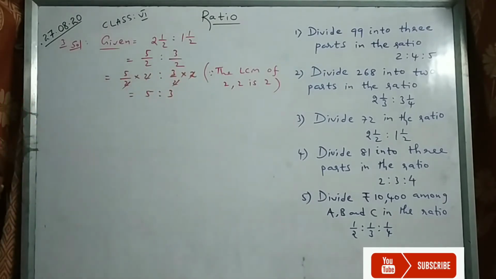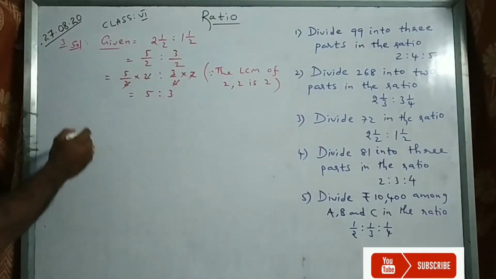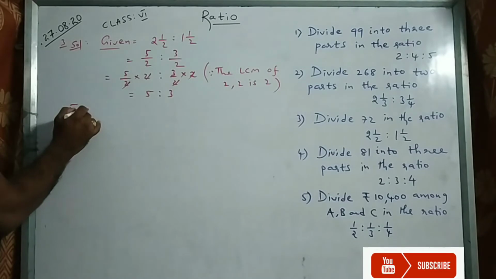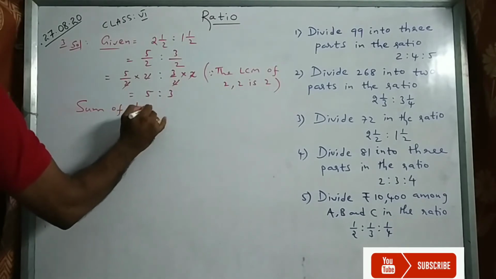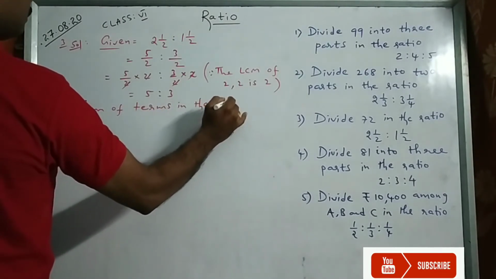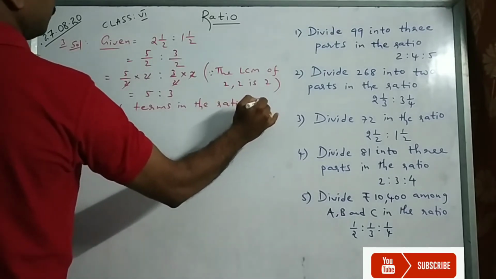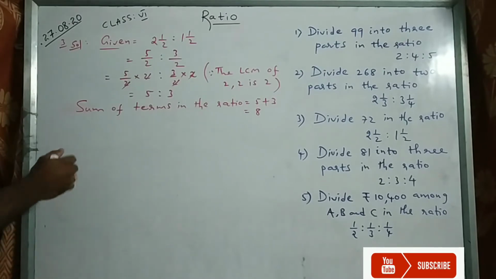Right? Now I am going to divide this 72 into two parts. So what is the first part here? First I will find out the sum of the terms in the ratio. Sum of terms in the ratio equal to 5 plus 3, 8. Okay? So I am going to divide now, first part.